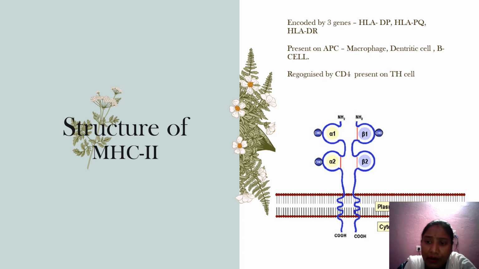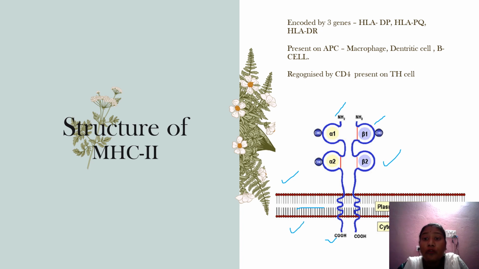It is very similar to MHC1, but you can see that there is an extra domain, that is, beta 1 and beta 2. In MHC1 the beta microglobulin is there, but here it is beta 1 and beta 2. And here the N terminal lies outside and the C terminal lies inside. As we know that it is proteinaceous in nature, the proteins are made of amino acids, and we know it has an N terminal and a C terminal. So this is the plasma membrane, this is the extracellular side, this is the intracellular side.